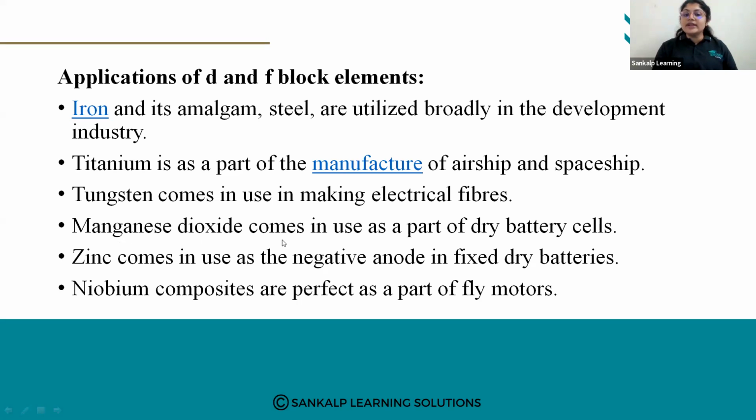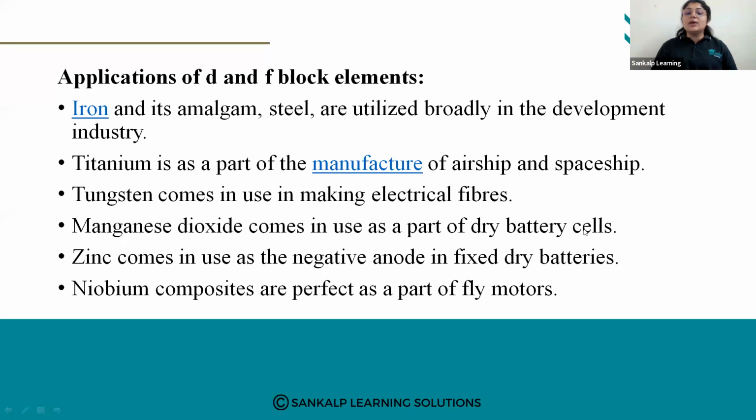Then manganese dioxide is used as a part of dry battery cells. Dry battery cells are what you use for remote controls, for your TV remotes, for toys. So in those dry battery cells, manganese dioxide is a part. Next, zinc is used as a negative anode in dry batteries. Zinc acts as the negative anode in the dry batteries.